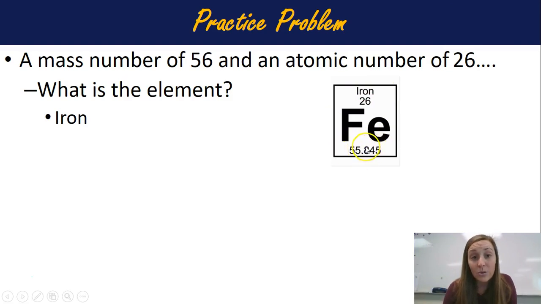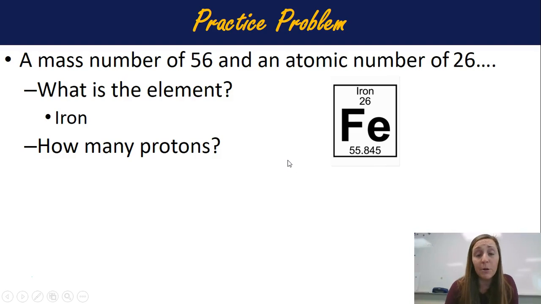Notice the mass you see here isn't 56 because this is a specific isotope. It has 56 nucleons. This is the average. There are ones that don't have 56 nucleons, so this isn't always going to be the one you're talking about, right? This is an average of things you see all around the Earth and the universe.